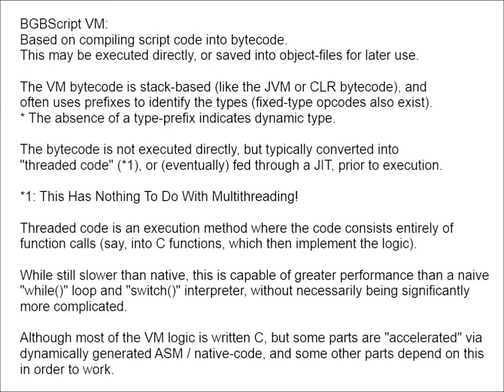The bytecode is not executed directly, but is typically converted into threaded code. This has nothing to do with multi-threading. Threaded code is an execution method where the code consists entirely of function calls, say into C functions, which implement the logic. While still slower than native code, this is capable of greater performance than a naive while loop and switch interpreter without necessarily being significantly more complicated.